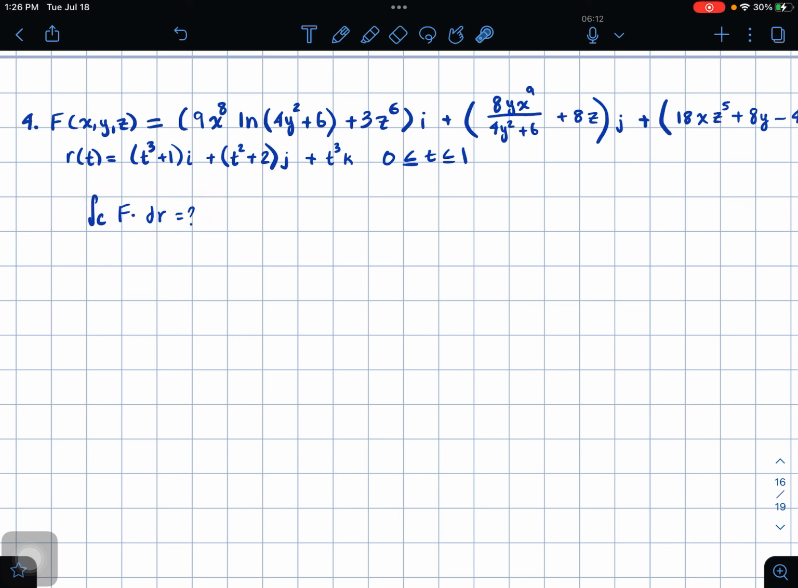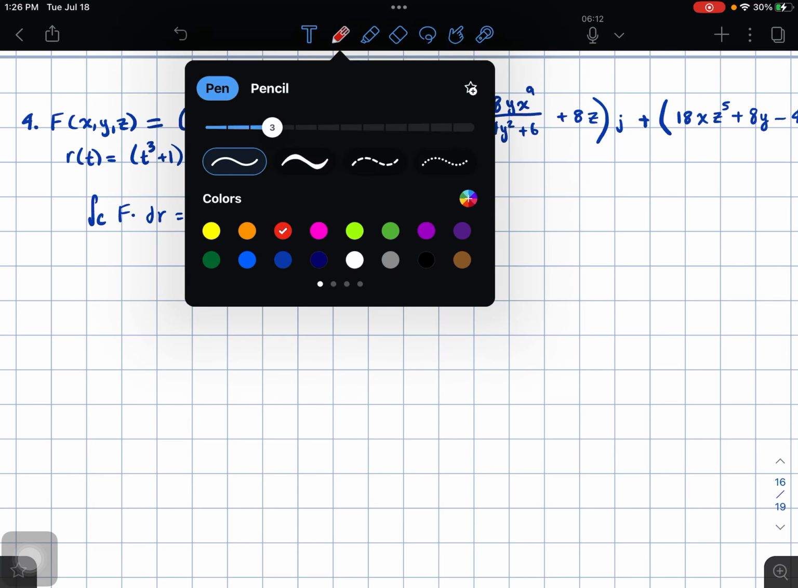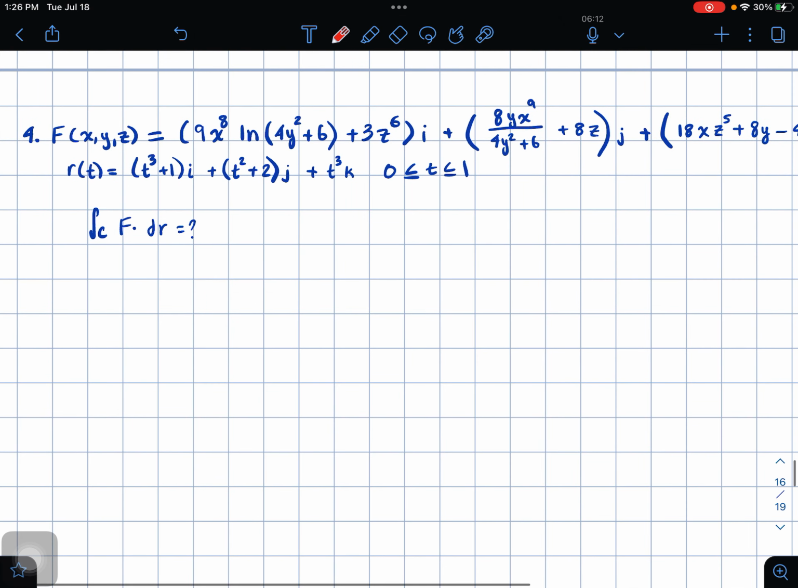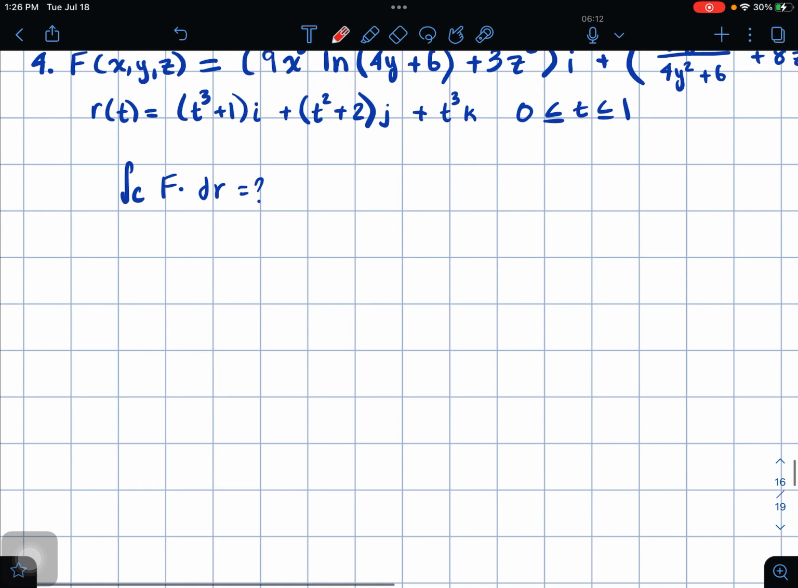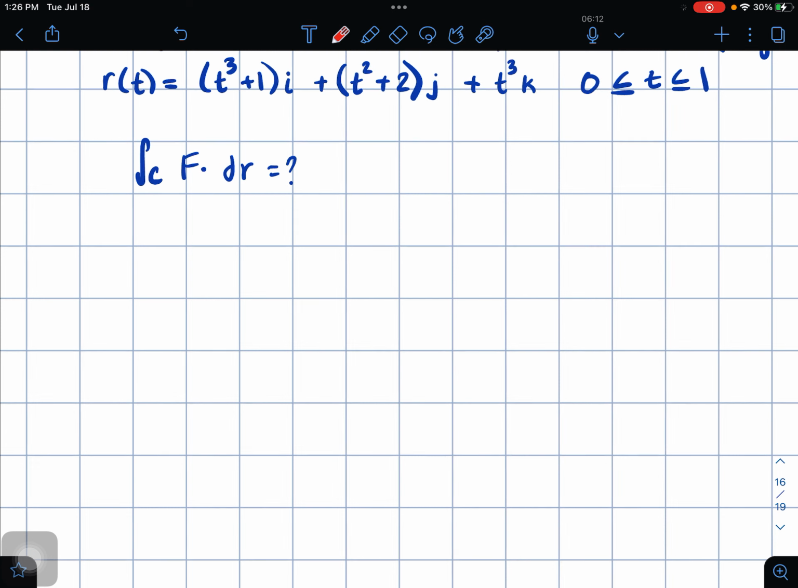Okay, I've done this multiple times and I was only able to get the correct answer once, so let's go. Basically, the first thing we have to do, whenever they say to compute this, is check if this field is conservative. And how do we check if this is conservative?